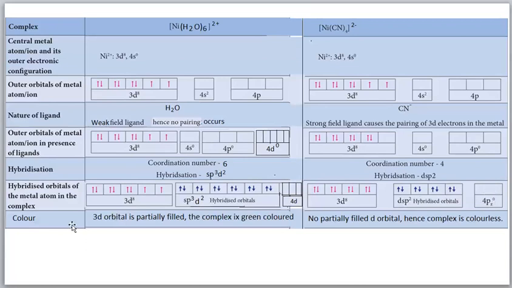Okay, then color. 3d orbital is partially filled here. You see, 2 more electrons can be accommodated here. So 3d orbital is partially filled, and hence the complex is colored. Okay. Then here you see the 3d orbital is completely filled, completely filled by the metal electrons as well as ligand electrons. Here there is no partially filled d orbital. So it becomes colorless.